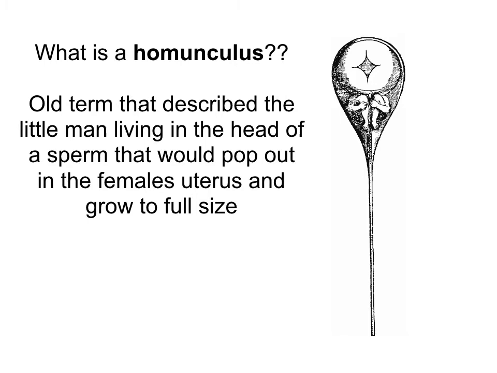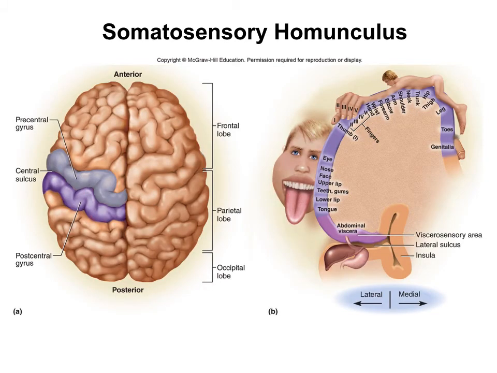We now know that that sperm has to fertilize an ovum in the female in order to create the new child. But the term homunculus for the little man in the sperm head, that term hasn't died because you have a little man map on your post-central gyrus. It's called your somatosensory homunculus. So on the right-hand side, you can actually see an entire map of you along that entire fold.